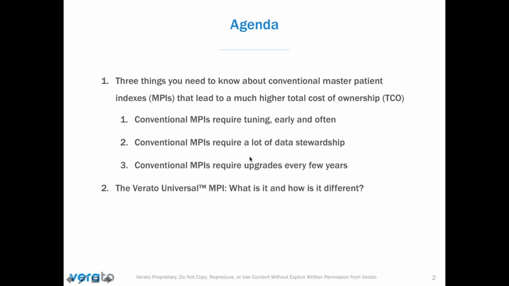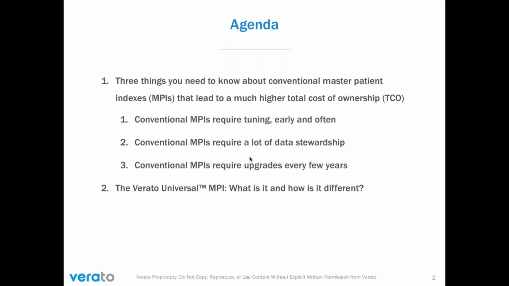What we'll cover is three major issues we've identified. The first is the idea of tuning. In order to get accurate patient identification results out of an MPI, the traditional systems require a fair amount of configuration and tuning. That often ends up being a higher burden and higher cost than organizations realize when they start to implement an MPI for the first time.